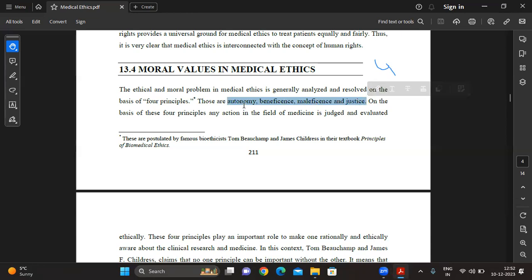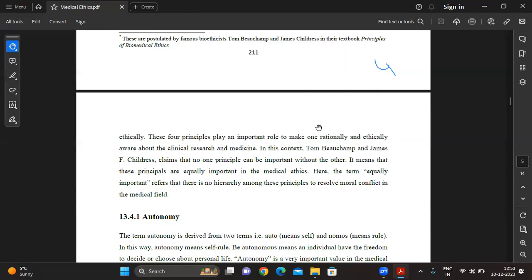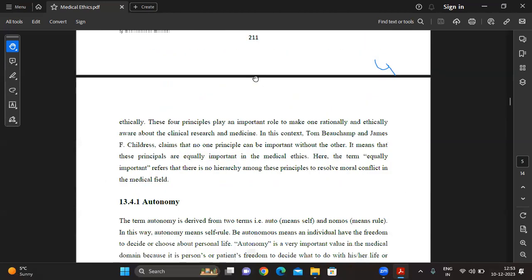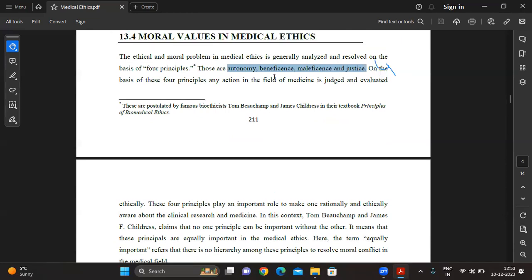Number 1 is autonomy. Number 2 is beneficence. Number 3 is maleficence, or actually it is supposed to be non-maleficence. And number 4 is justice. So you'll have to remember these 4. These are the 4 principles used in medical ethics: autonomy, beneficence, non-maleficence. Yahan non hai, they've missed that. Non-maleficence and justice.